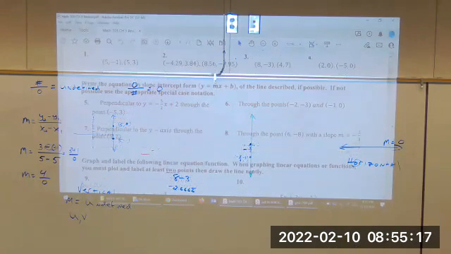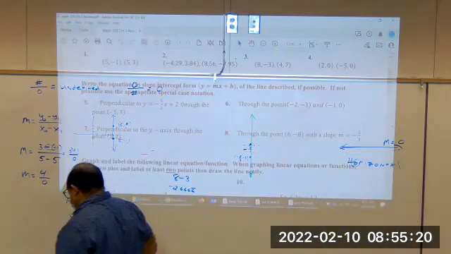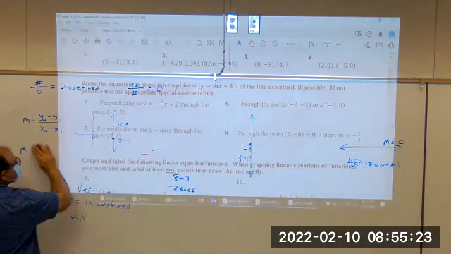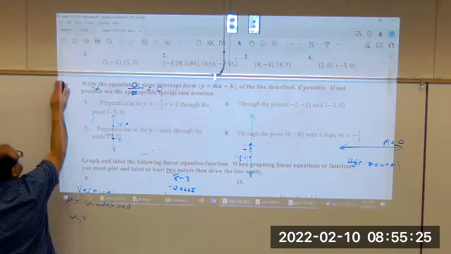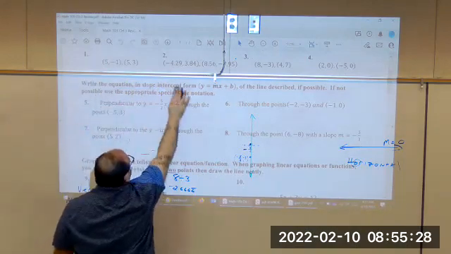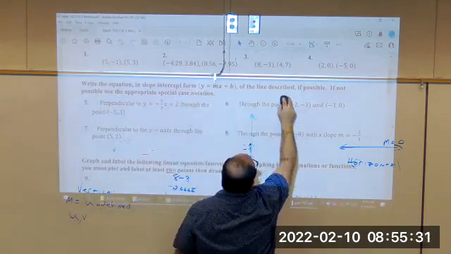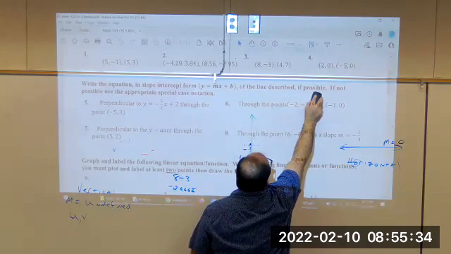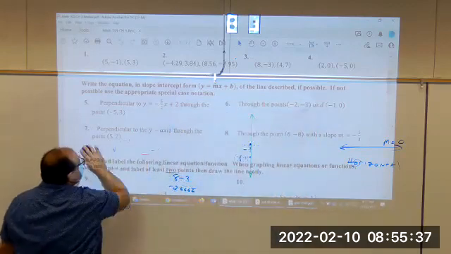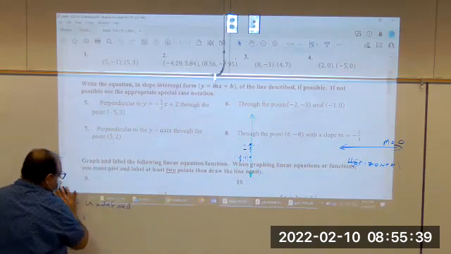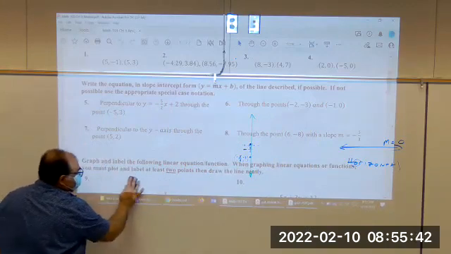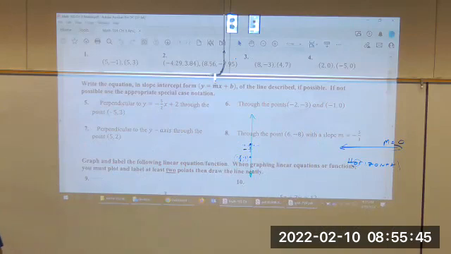We've done plenty of these, and there was one on the quiz, the bonus question. Write the equation in slope-intercept form, y equals mx plus b, of the line described if possible. If it's not possible, use the appropriate special case notation. The special cases are horizontal and vertical. Horizontal, y by itself; vertical, x by itself. If it's a horizontal line, you use y equals whatever. If it's a vertical line, you use x equals whatever.